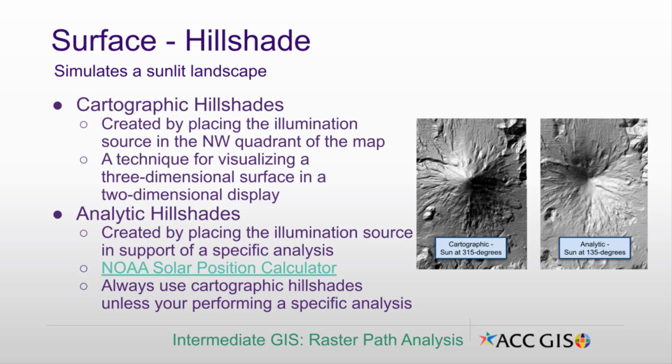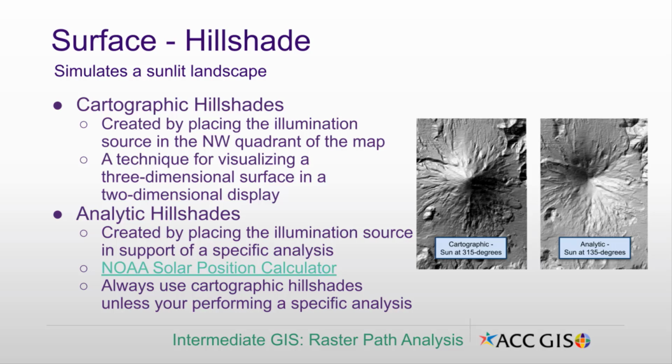Now, in addition to cartographic hillshades, we create analytic hillshades by placing the illumination source in support of a specific analysis, not just to illuminate the surface from the northwest corner. And so what type of analysis might that be? You could, for example, be looking at the potential of a snowpack to have an avalanche, or you could be trying to see how long a side of a mountain is lit up by the sun for a coffee plantation that you're planting there. And you can use a solar calculator to figure out what the azimuth and what the sun angle is depending on your location and the time of the year and the time of the day.